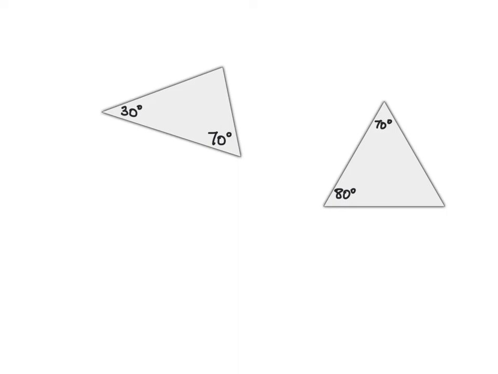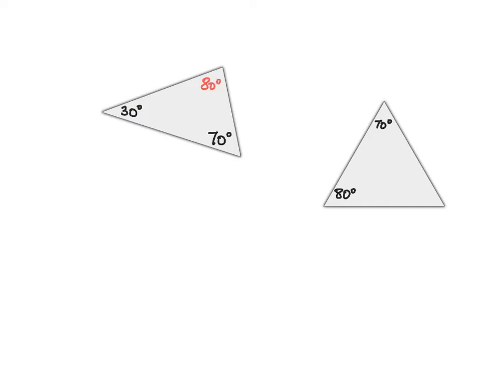Consider the two triangles. You can see that we have two of the three angles for both of the triangles. First thing to do is to work out the missing angle. So 30 and 70 gives us 100. The angles in the triangle add up to 180 degrees, so that must be 80 degrees.